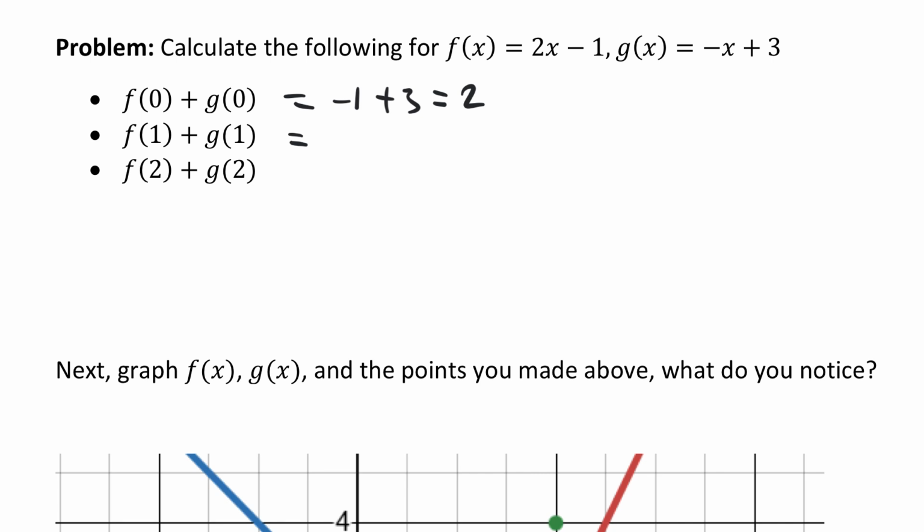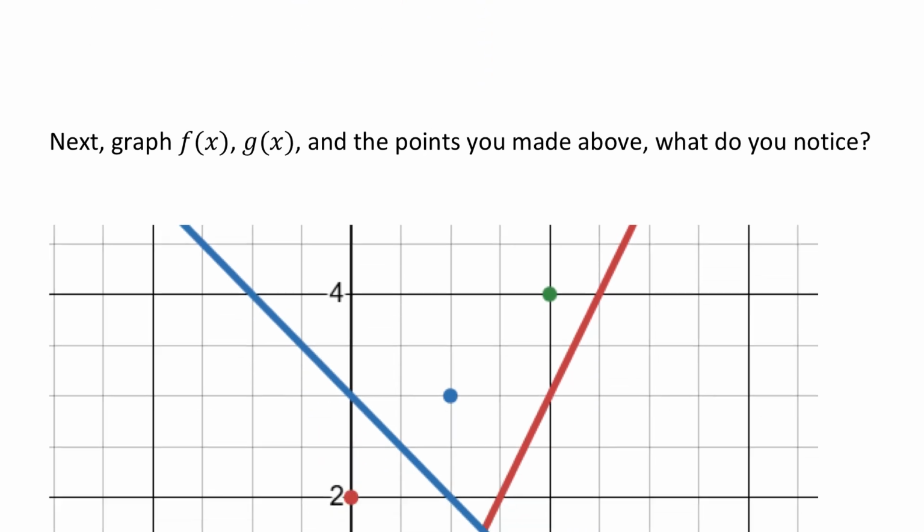Then we're going to get 1 plus 2, which is 3. And here we'll get 2 times 2 is 4, minus 1 is 3. Plus 1 is 4. All right, so we did these three values. We got these three values. And now we're going to take these points and make a graph and see what we notice.